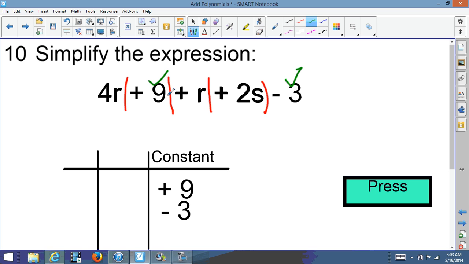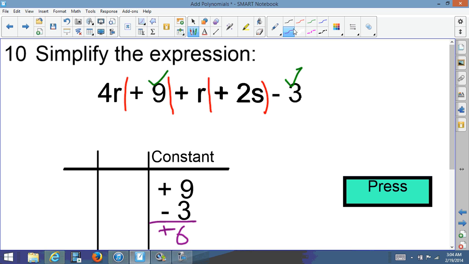So now I'm going to get my answer for the constant. So my answer for plus 9 and minus 3, when I combine that, I would get positive 6, because different signs I subtract and choose the sign of the larger digit. So far I've gotten my positive constants and my negative constants in my chart.